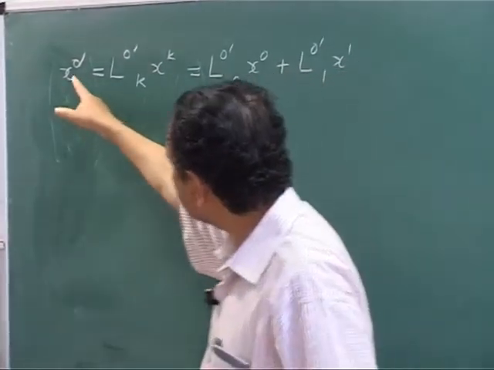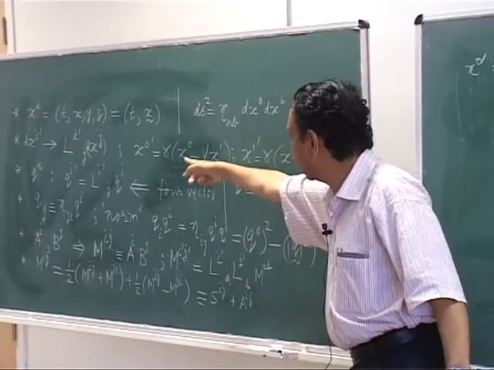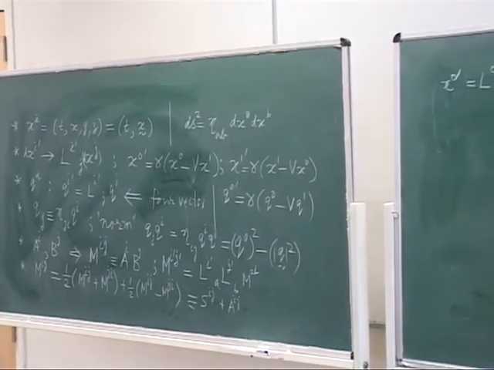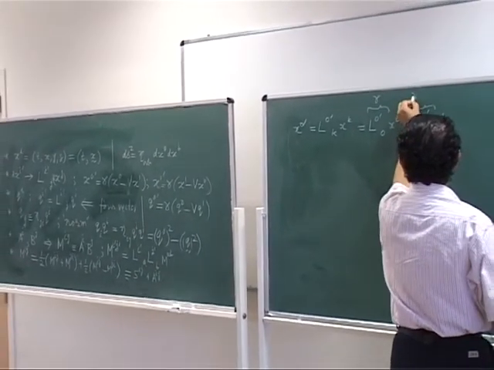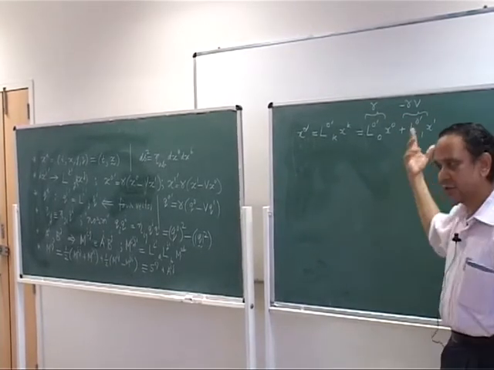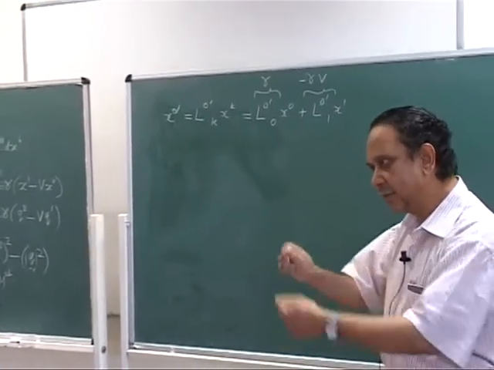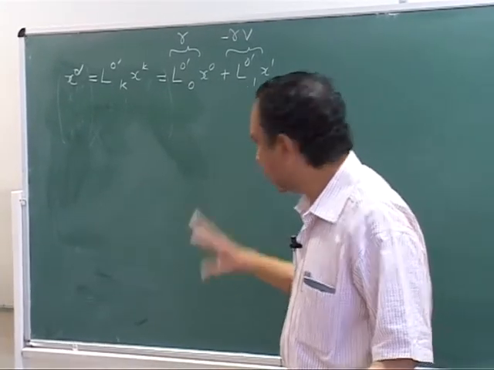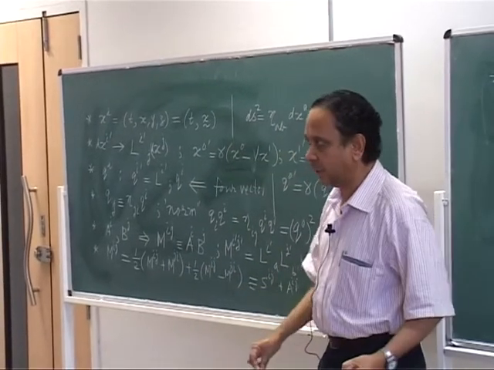But we know that x0 prime, from this equation, is gamma times x0 minus gamma v times x1. So this is gamma and this is gamma v with a minus sign. I have given you 2 components of that. Similarly you can work out all the components. So it is just a matrix which tells you how this 4 vector is transforming. Is that clear?